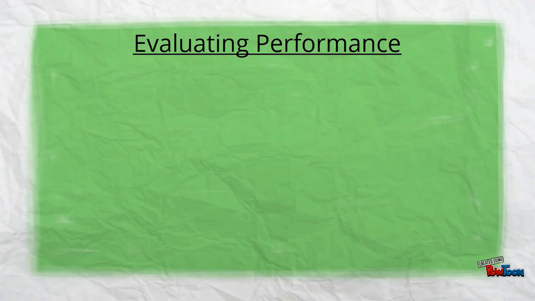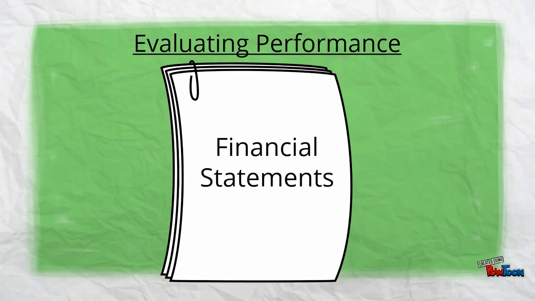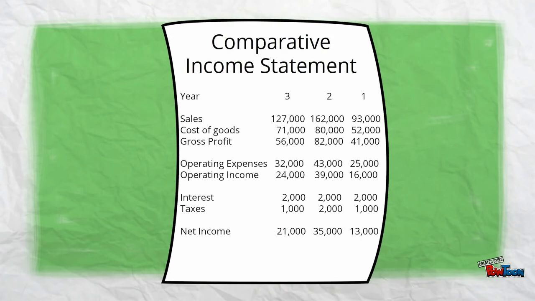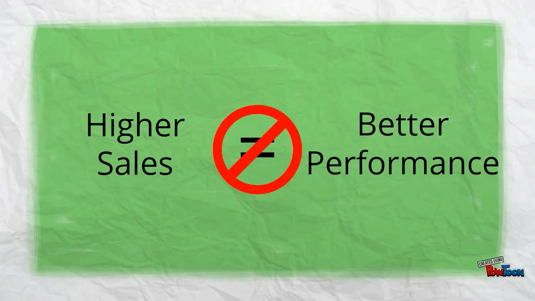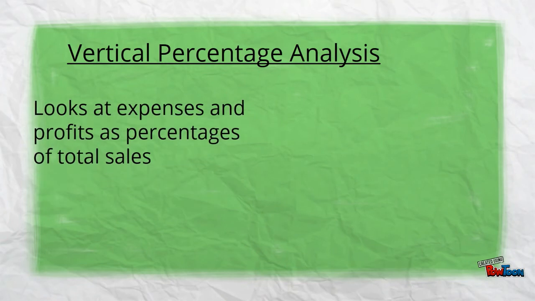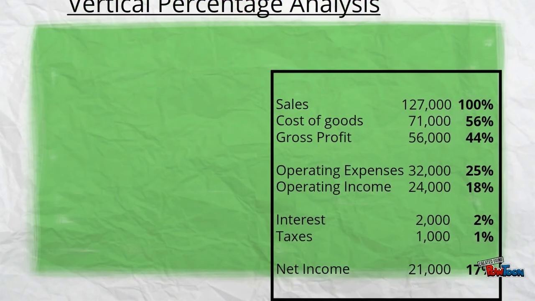Then we'll look at how to evaluate a company's performance from its financial statements. Obviously, looking at the history of a company's income statements will show you how sales, expenses, and profits have changed over time. But sometimes the raw numbers don't clearly show how things are changing. Just because sales revenues go up doesn't mean the company's doing better. Vertical percentage analysis looks at your expenses and profits as percentages of the total sales. This can help you identify where to focus your attention to rein in expenses.